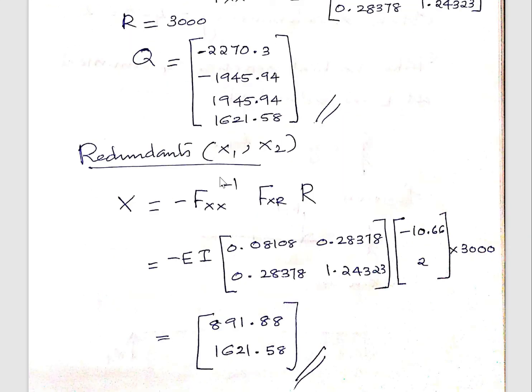We can also obtain the values of the redundants if required. We can find the values of the redundant forces x1, x2 using the equation x is equal to minus fxx inverse into fxr into r. So substitute each matrix and obtain the value of capital X. Capital X matrix is nothing but x1, x2. So the value of x1 is 891.88 and the value of x2 is 1621.58. So 891.88 kilonewton, or rather newton, is our upward load at B. Then the moment at B is 1621.58. Since the directions we chose are correct, this has come out positive. If there were any change in direction, we would have obtained a negative value.